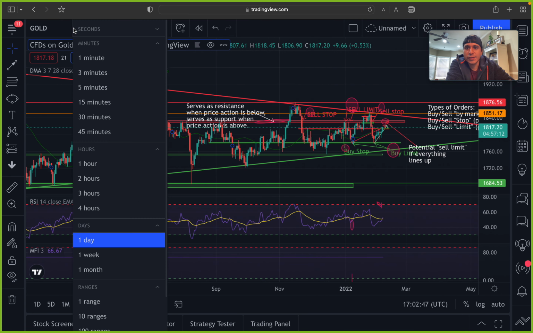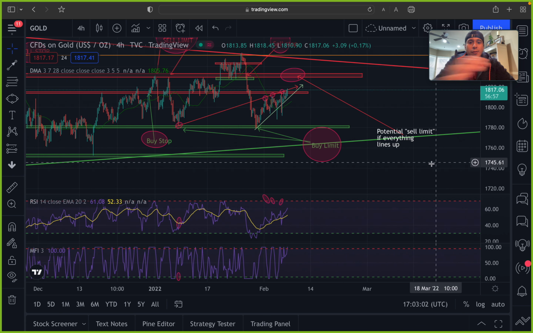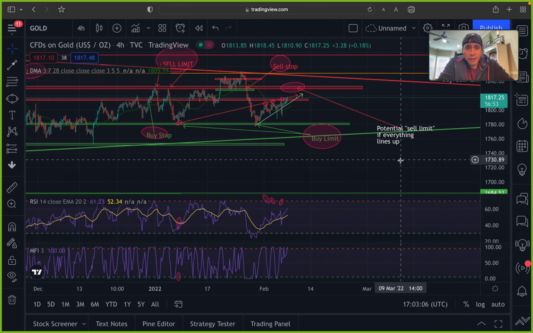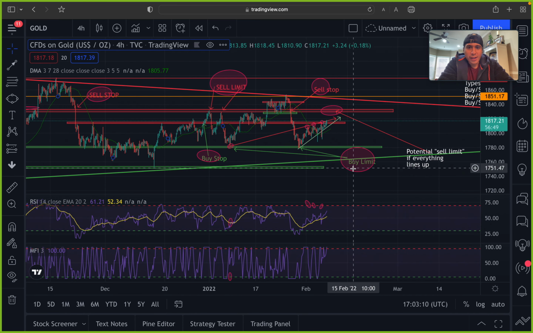I'm just going to start with the pending orders, and then I'll explain the market orders, because I just feel like it would be easier that way. So let's start with limit orders. Limit orders are either buy limits or sell limits. So let's start with buy limits.